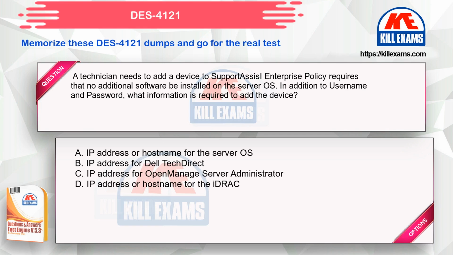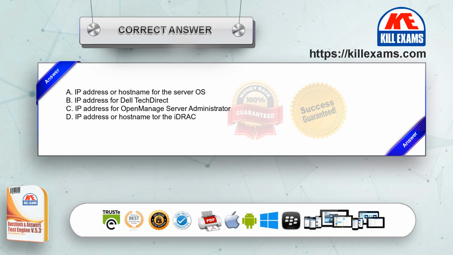Option A. IP address or host name for the server OS. Option B. IP address for Deltek Direct. Option C. IP address for OpenManage Server Administrator. Option D. IP address or host name for the iDRAC. The correct answer is option B.